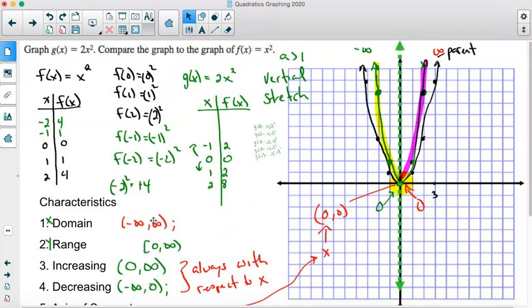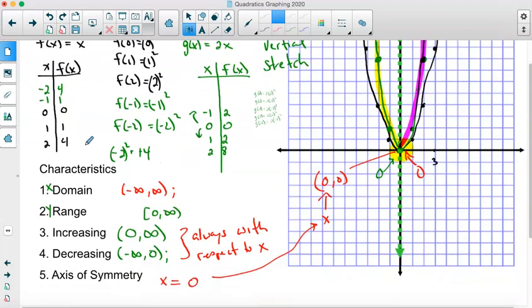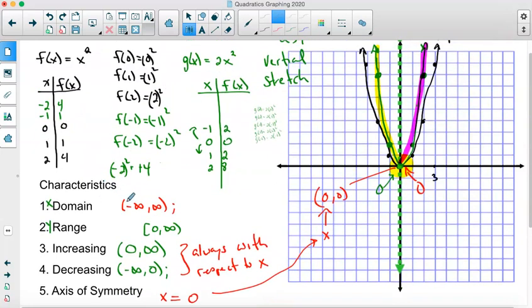All right, so here we graph the parent function f of x equals x squared. We graph the other function here, g of x equals 2x squared. We recognize that it's a vertical stretch. We talked about the characteristics, the domain. The domain is from negative infinity to positive infinity, or all real numbers. We talked about the range. Well, the range is the y values. The smallest y value is 0, and I'm including 0, so the bracket here includes 0, okay? And the y value goes as high as infinity.